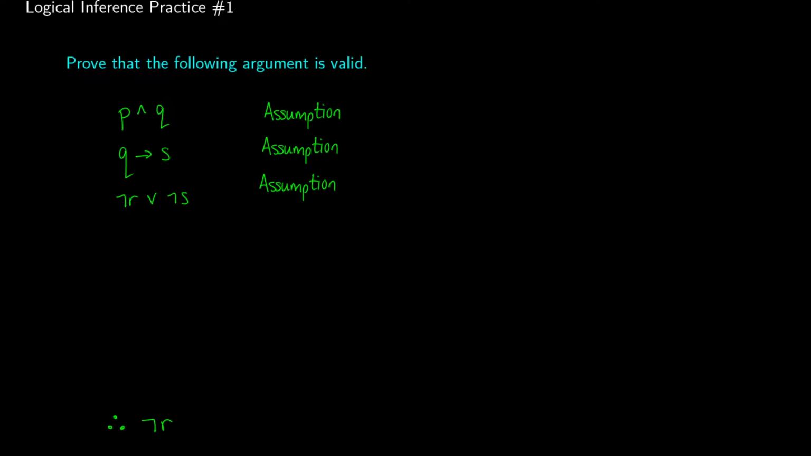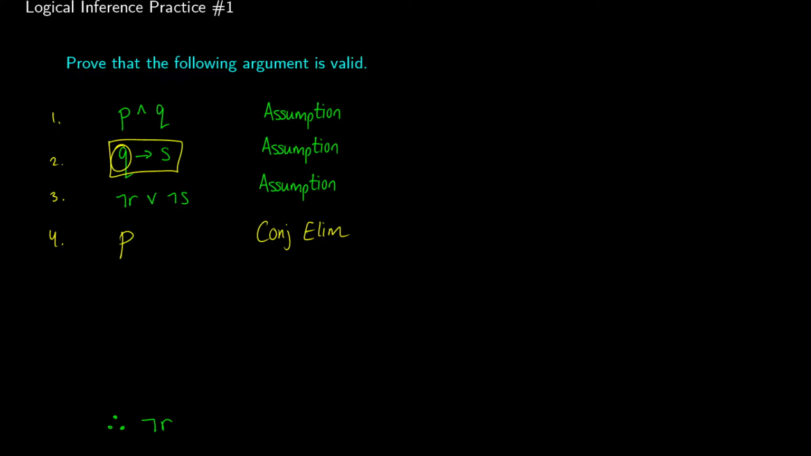Okay, so I have P and Q, Q arrow S, not R or not S. I see an arrow here. So I want to do my best to get Q. So how can I get Q? Well, let's number these. So 1, 2, 3. So in line 4, I'm looking at line 1. I'm saying P and Q. Well, I know that both P and Q are true, so I can get P from it. So I call this conjunction elimination.